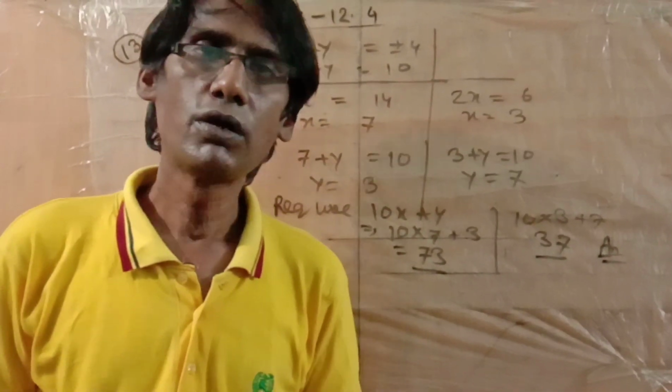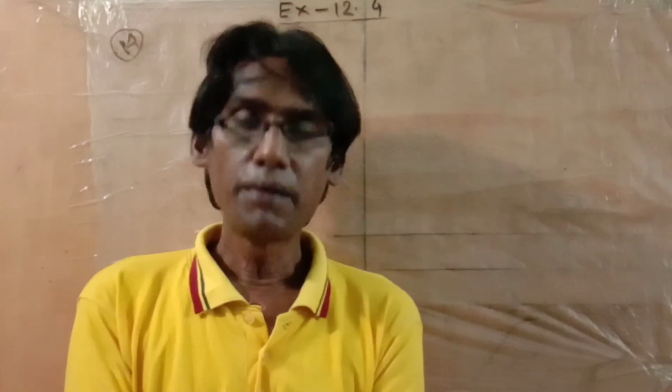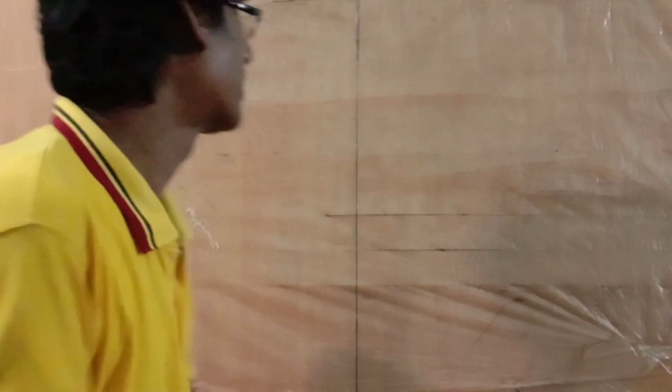Now question number 14. The present age of the mother is 4 times the sum of the ages of her two daughters, and after 5 years the mother's age will be twice the sum of the ages of her two daughters. So there are two conditions. We don't know the age of the mother or the ages of the two daughters. So suppose the present age of the mother be x.